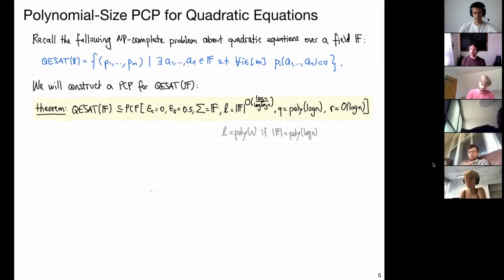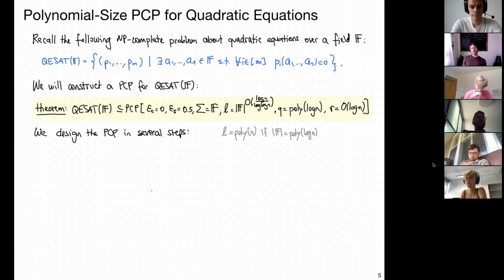Sorry, one question. Yes. Logarithmic in what? So you said the field is going to be logarithmic in the size of the assignment. We'll have this a1 to an, so it would be log n. Okay, thank you.